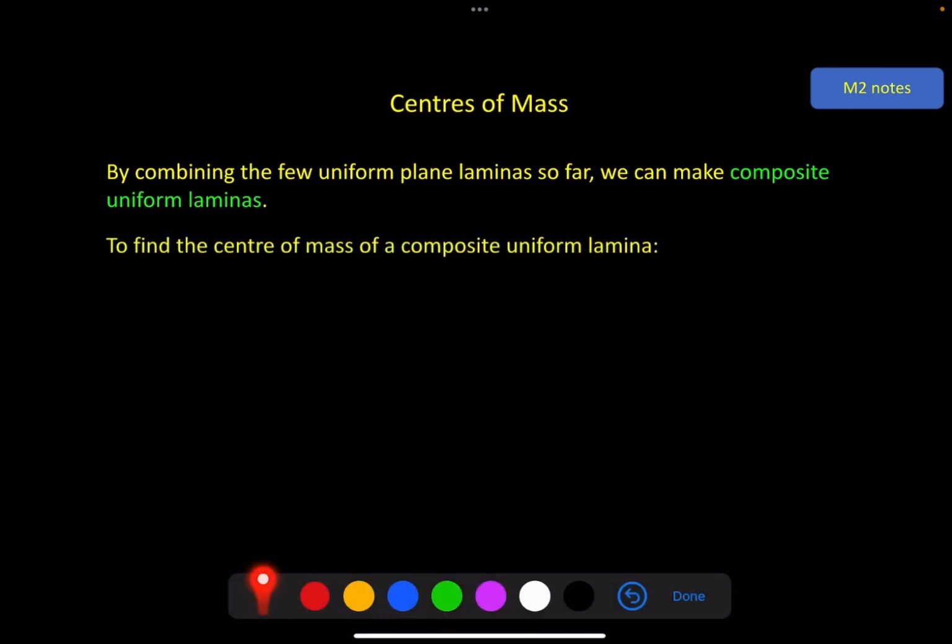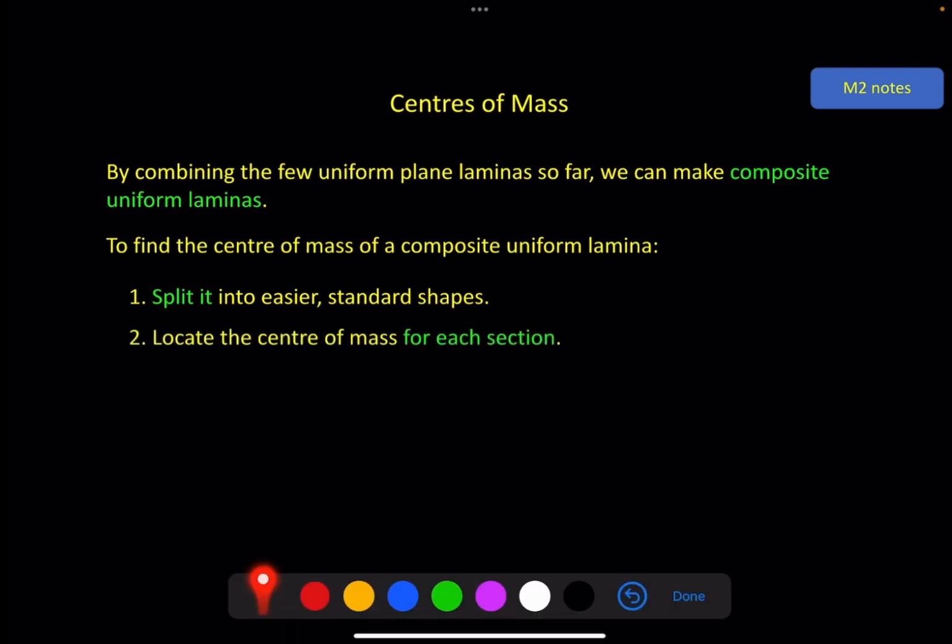To find the center of mass of a composite uniform lamina, I'm going to lay out a 4-step process. First, split your lamina into pieces, specifically into the standard shapes that we looked at in the last video. Then locate the center of mass for each section. That's why you need to split it into shapes that we had in the last video, so that you can do this because we know the center of mass for those particular shapes.